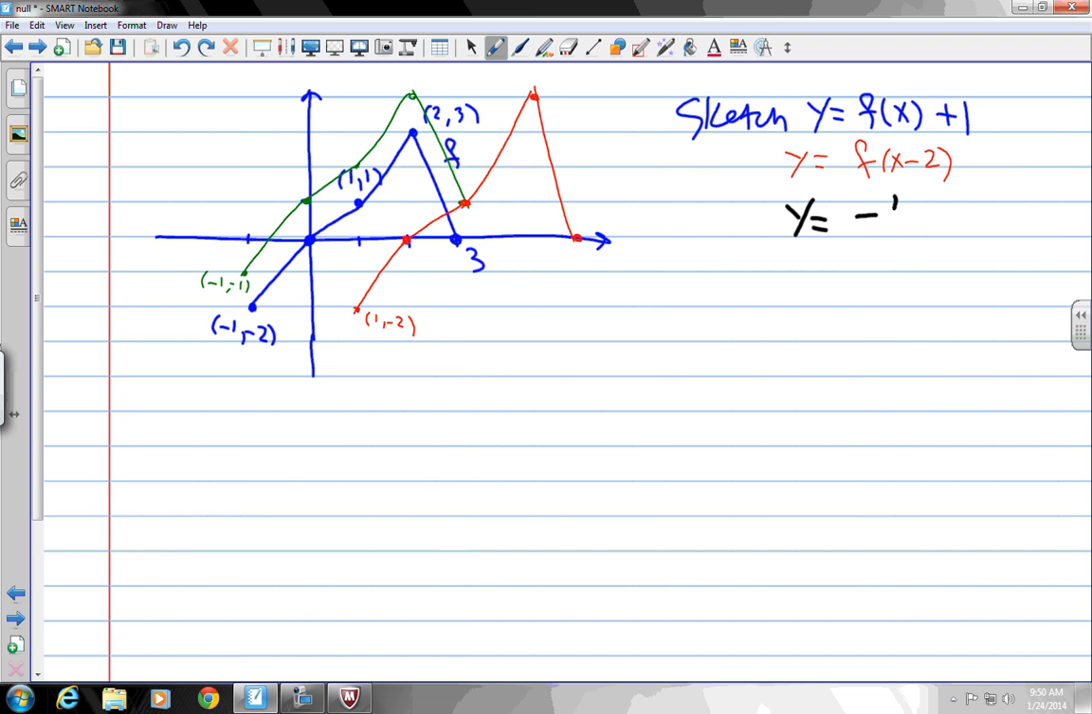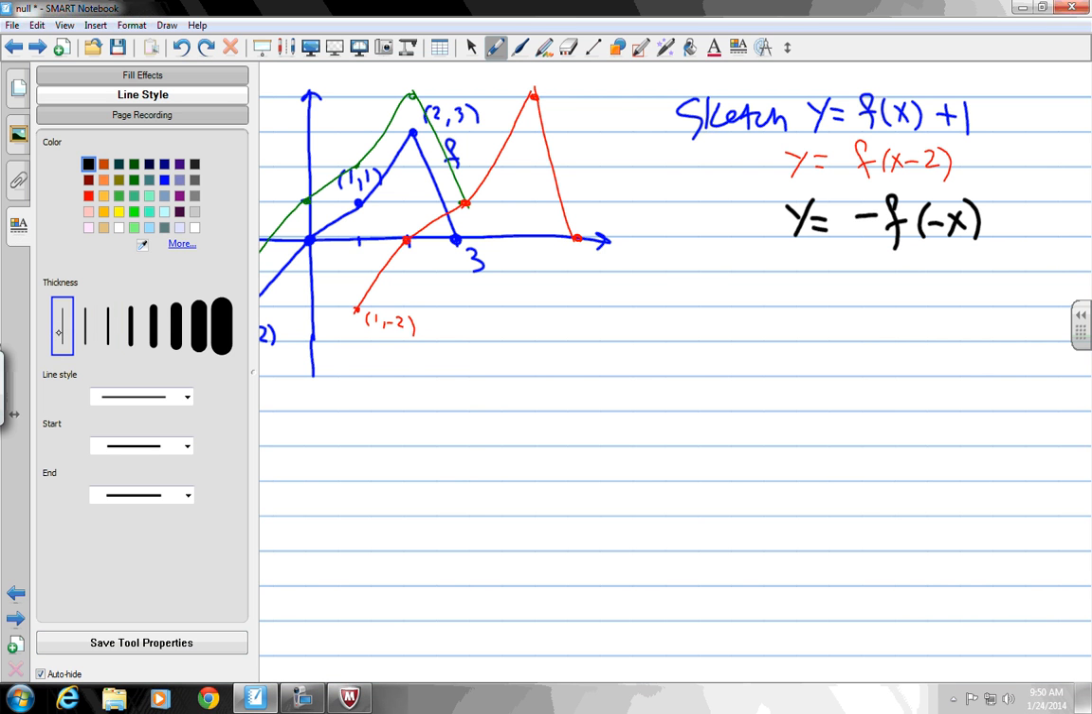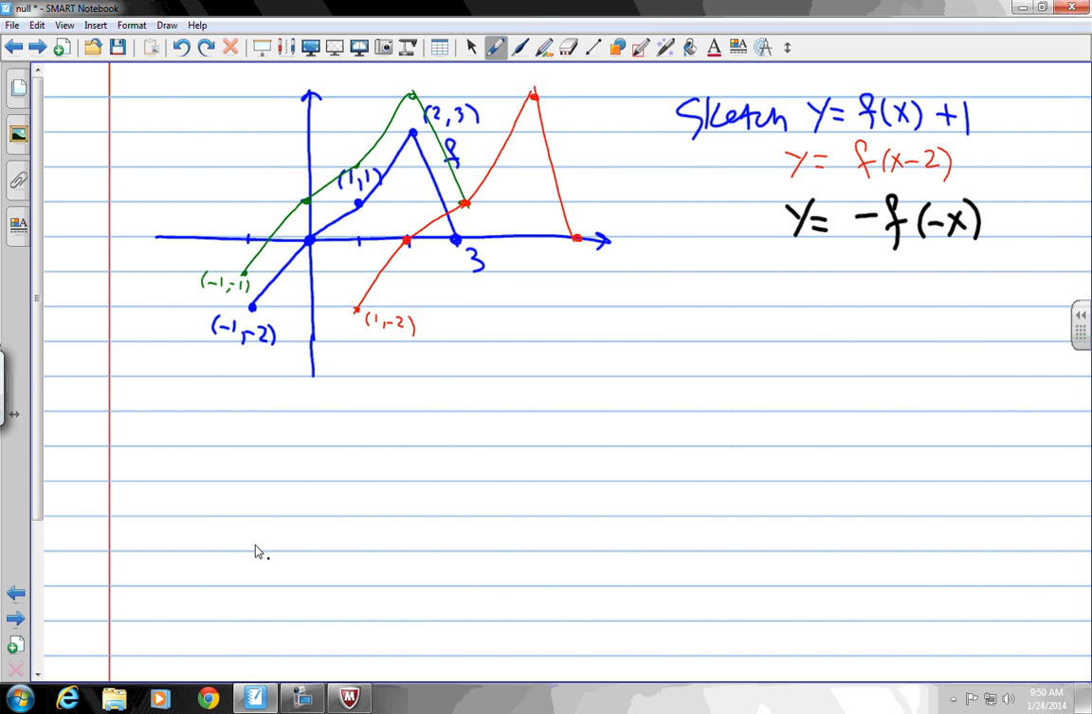Y equals negative f of negative x. So two things happen. Yeah, it'll reflect over the x and the y. Yeah, flips in both directions. Yeah, so both signs change. -1, -2 becomes +1, +2, right? So let's try this.